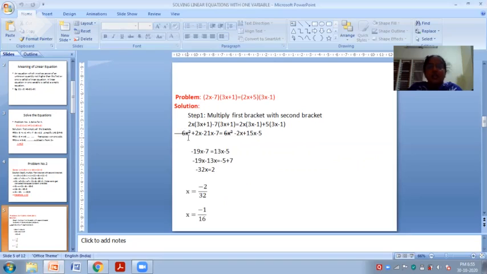Therefore, 6x square. Next, 2x into 1, that is equal to 2x. Next, minus 7 into 3, that becomes minus 21x. Next, minus 7 into plus 1, that becomes minus 7. Coming to this side, 2 into 3, 6. x into x, x square. Therefore, 6x square. Next, 2x into minus 1, that becomes minus 2x.